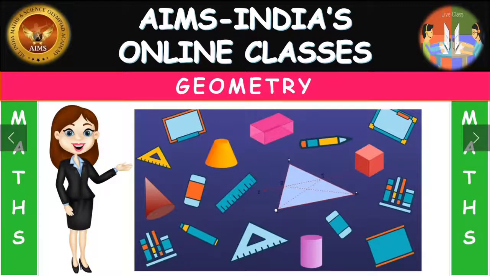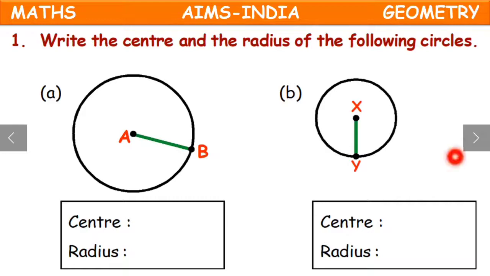So in the previous class we have learnt about the different parts of a circle and radius and diameter. Yes, so in today's class let us start with some exercise problems on the same topic. Now what is this? Write the center and radius of the following circles. So we are given a few circles here children. We should write the center and radius.